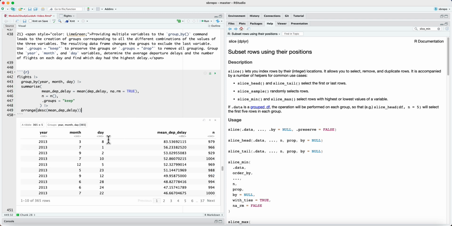And it turns out that the 8th of March was the worst day in the year, which had an average departure delay of 83 minutes. And the next highest delays, the average delays, were 56 minutes. So 8th of March was by far the worst day for flight delays for NYC airports.